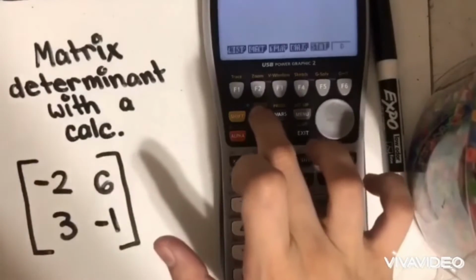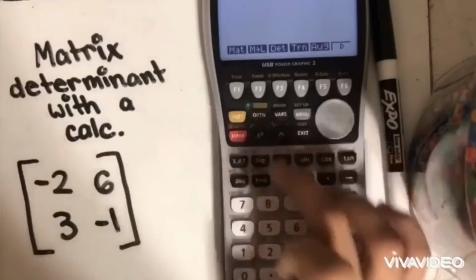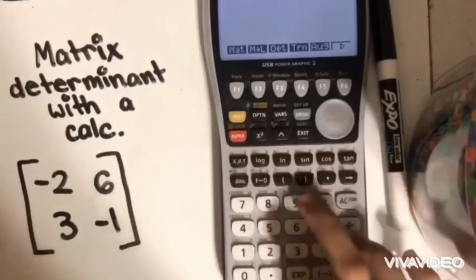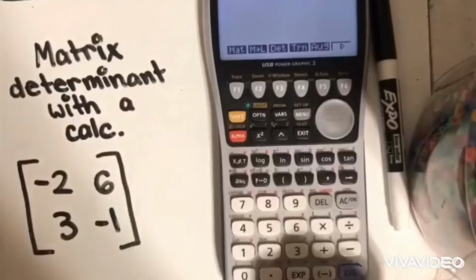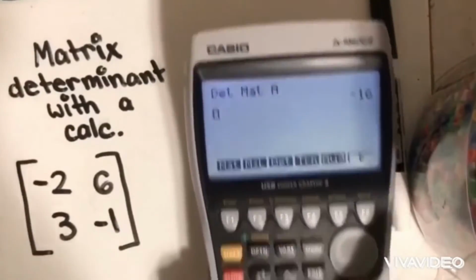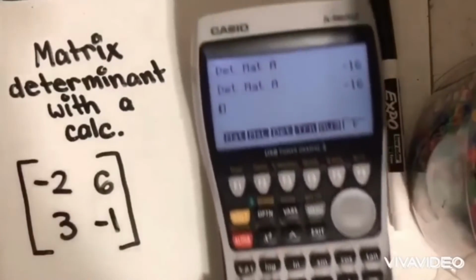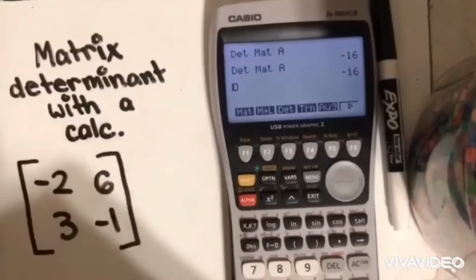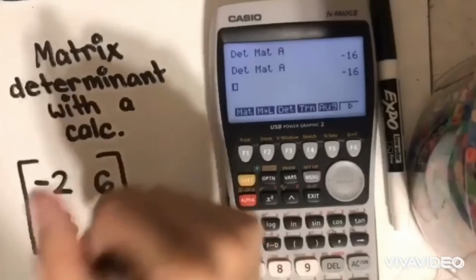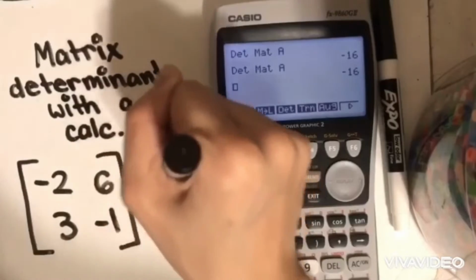After that, you're going to click Option, F2, F3, Shift 2, Alpha, XOT, and then you should get mat A, and then click Enter, and your answer should be negative 16. And that would be your answer and how to check your work too.